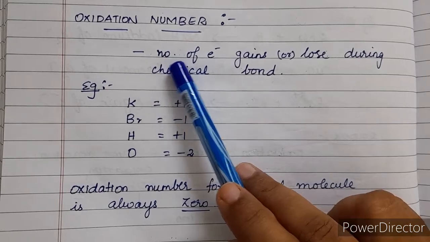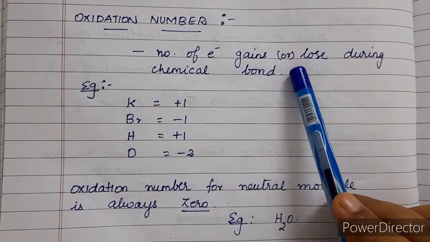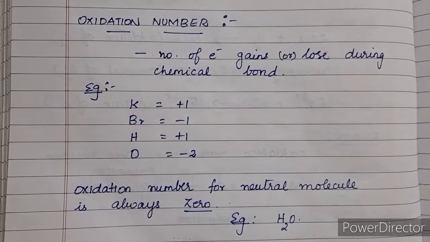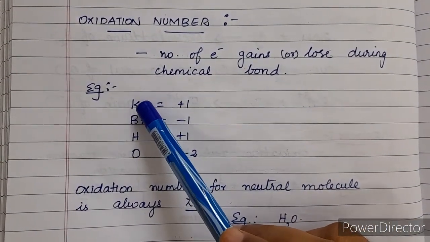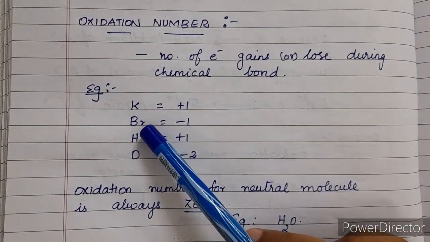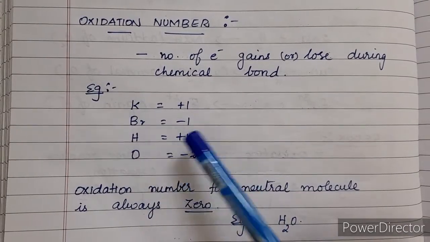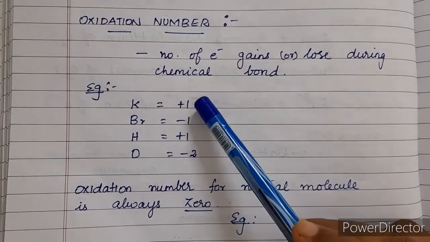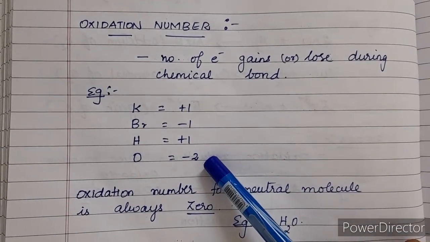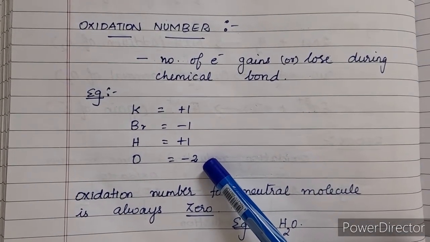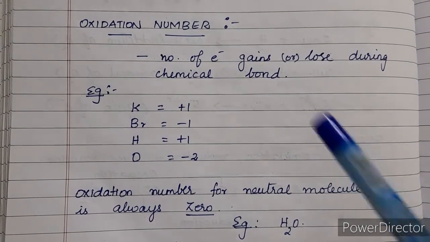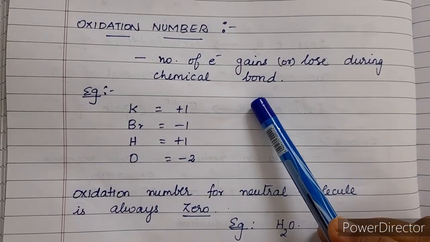So simply you can say that the number of electrons gained or lost during a chemical bond is nothing but the oxidation number. Now let's see the examples. If you take potassium, the oxidation number of potassium is +1, bromine -1, hydrogen +1, oxygen -2. So you have to memorize the oxidation numbers of these elements so that it is helpful when you do the numerical problems.